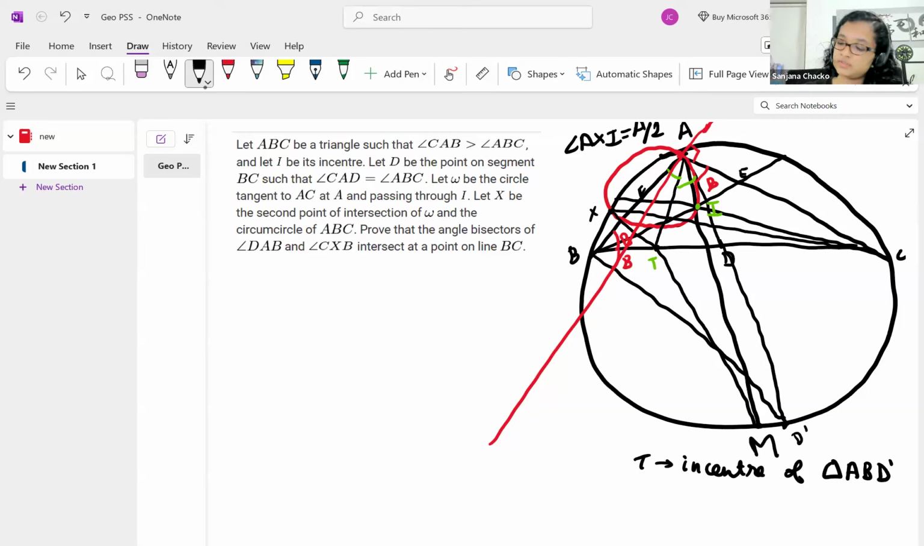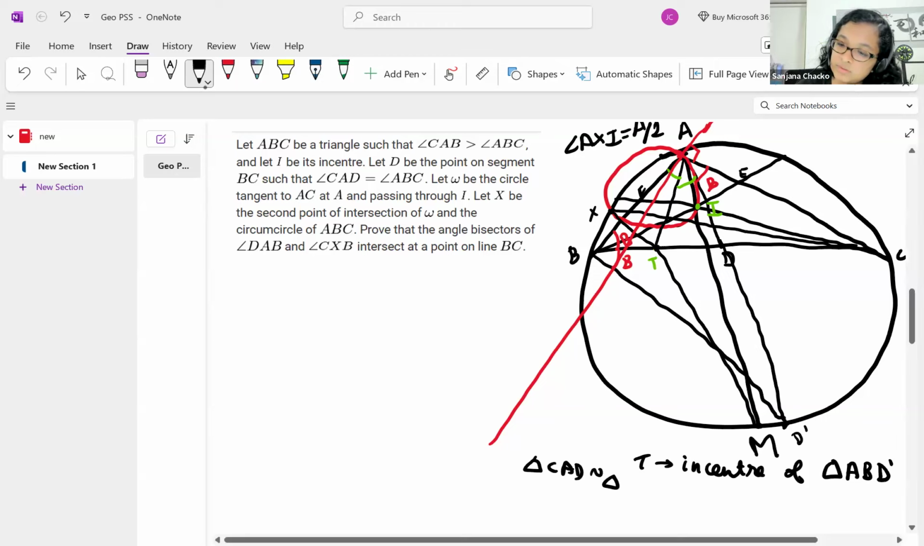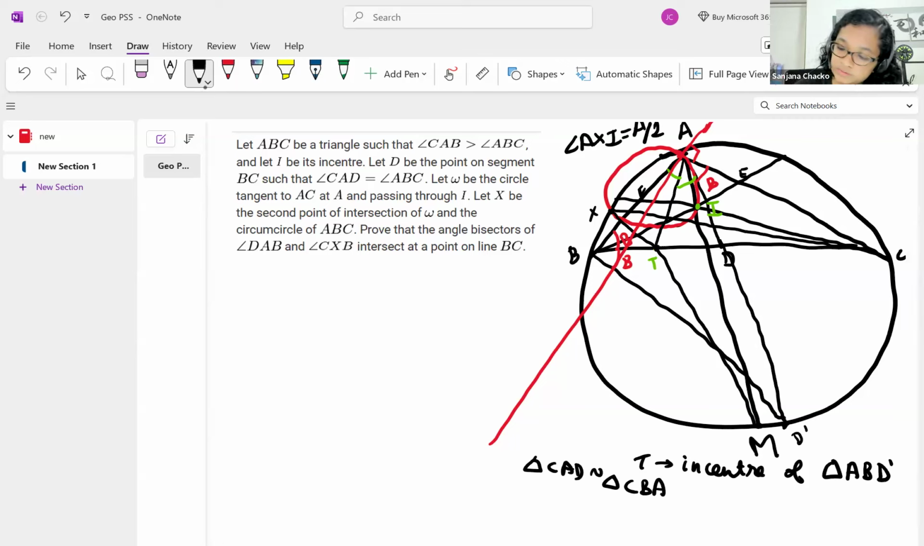Okay, so I'll just write down some of the ratios that we have and let's see if we can get something. So we know that CAD is equal to CBA, and since both of them have the common angle at C, we get a pair of similar triangles. We get CAD is similar to CBA. And so we have these ratios.